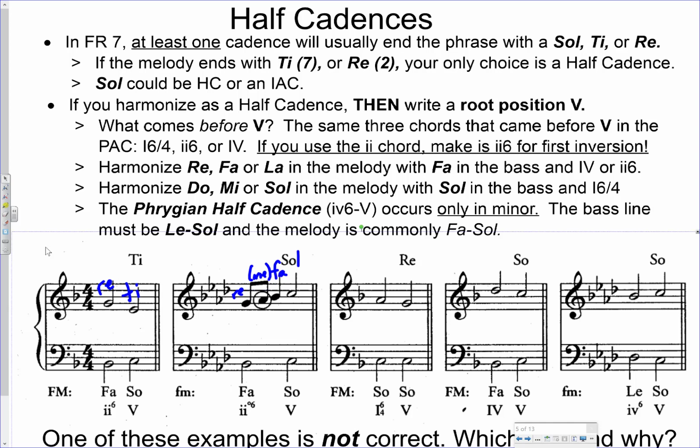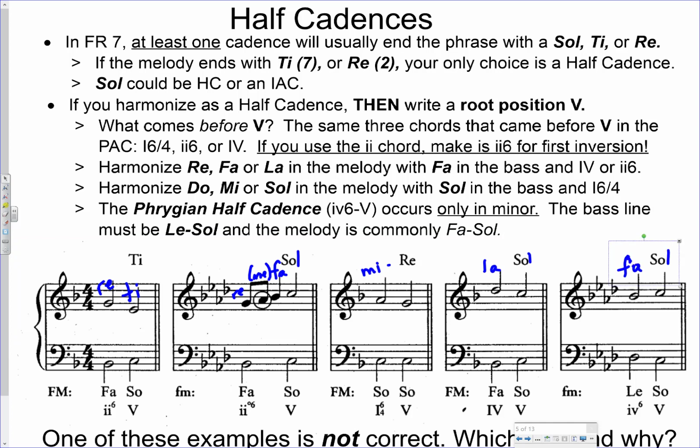In the third example, we're back to F major, and I have the solfege of the soprano doing mi to re. In the fourth example, I have F major, and I have la to sol. In the fifth example, we're in F minor. This looks like it's our Phrygian cadence. Can you see the le sol in the bass line? And the soprano is singing fa to sol.